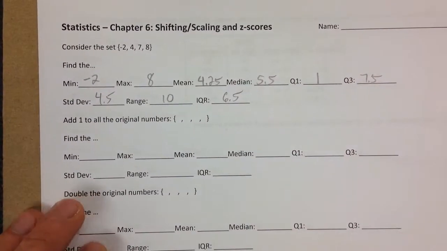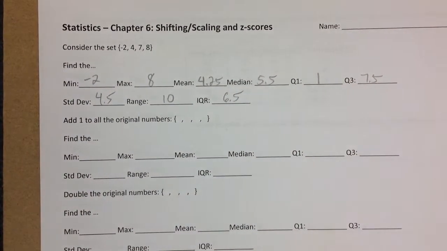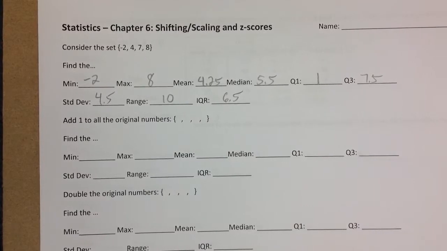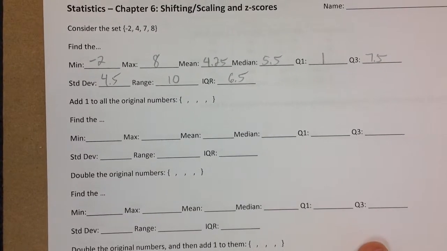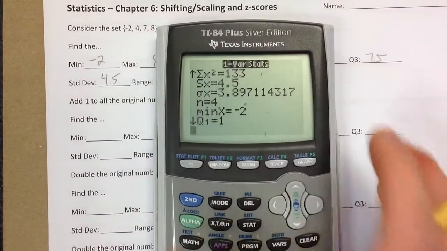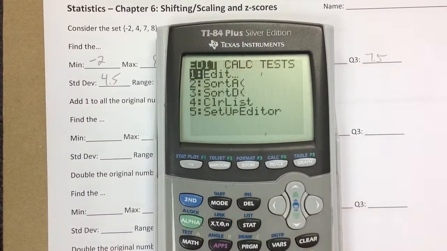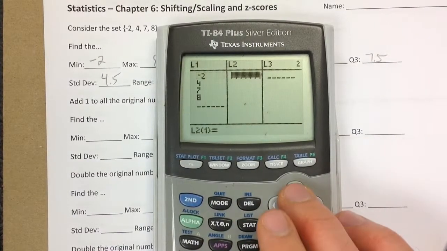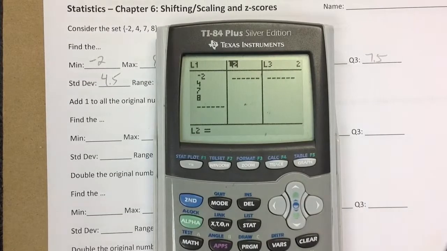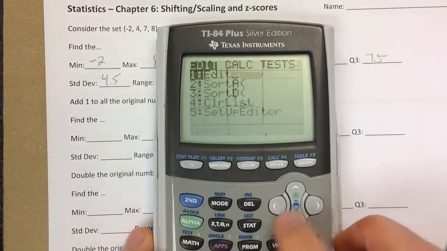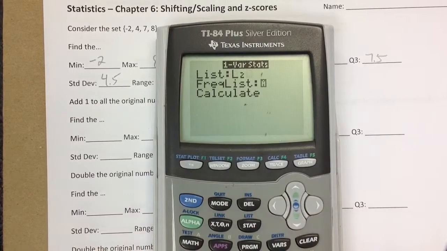Okay, any questions on getting those statistics or what they mean? Hopefully you know that by now, since we've studied Chapter 5. Now let's see what happens when we add 1 to all the original numbers. This is easy to do with the calculator. So I'll go to Stat, Edit, go to the very top of L2, and what should I type? L1 plus 1, very good. So L1 plus 1, enter, there you go. And now we'll just do a stat calc 1 on L2.